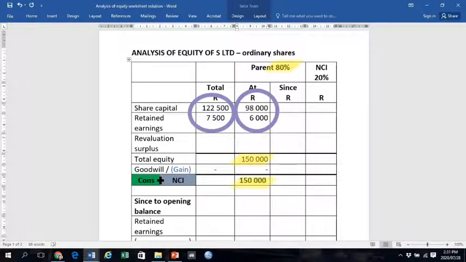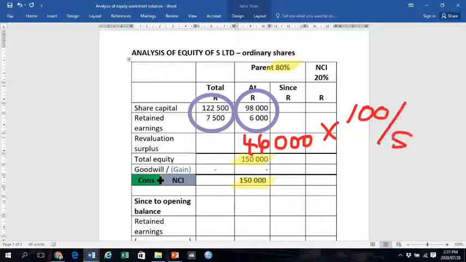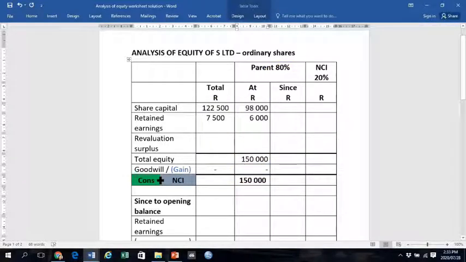The excess that the parent was willing to pay relates to the revaluation of the land at acquisition date, which becomes my unknown. The amount that I need to balance is therefore 46,000 Rand. But that 46,000 Rand only represents 80% of the revaluation surplus at acquisition date. To determine 100% of the at acquisition revaluation surplus, I multiply that 46,000 Rand with 100 over 80. That would then give me the unknown revaluation surplus at acquisition date of 57,500 Rand. That then represents the amount of the undervaluation.